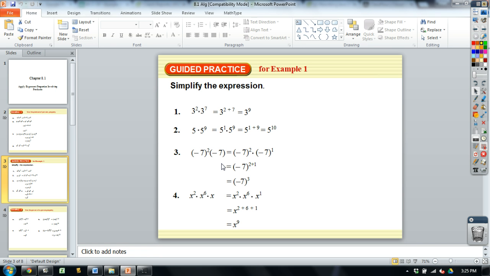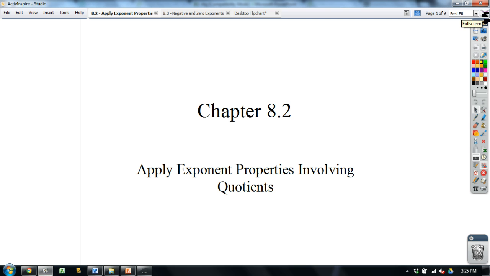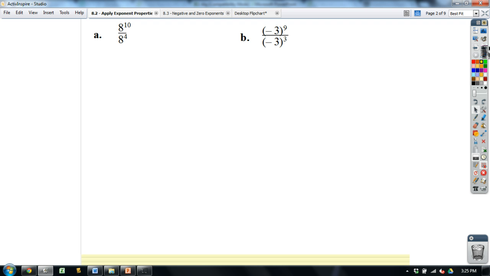All right. That's product power. Now, let's talk about quotient power. So, when I'm talking about quotients here, I've got 8 to the 10th divided by 8 to the 4th. I've got -3 to the 9th divided by -3 to the 3rd. We have the same idea here.